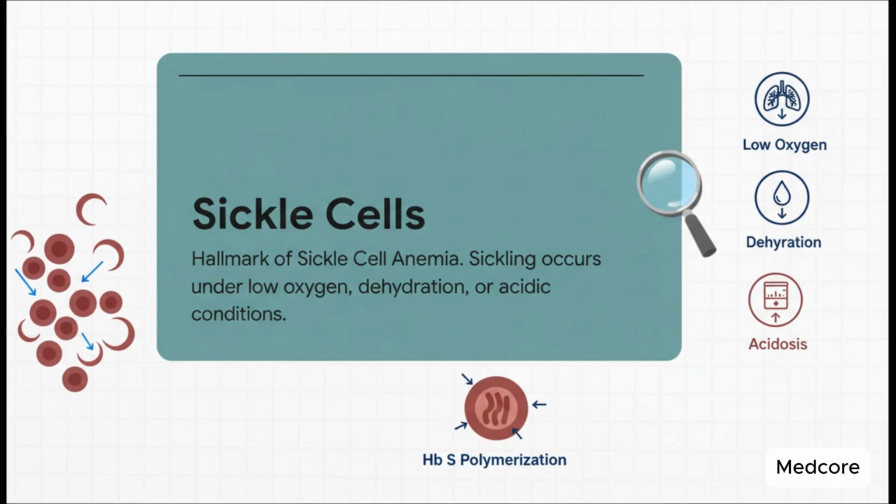And finally, we have one of the most recognizable shapes of all, the sickle cell. This crescent or sickle shape is the absolute hallmark of sickle cell anemia. But what's really important to remember are the triggers that cause this to happen. It's things like low oxygen, dehydration, or acidosis. These stressors cause the abnormal hemoglobin S to polymerize and totally deform the cell.